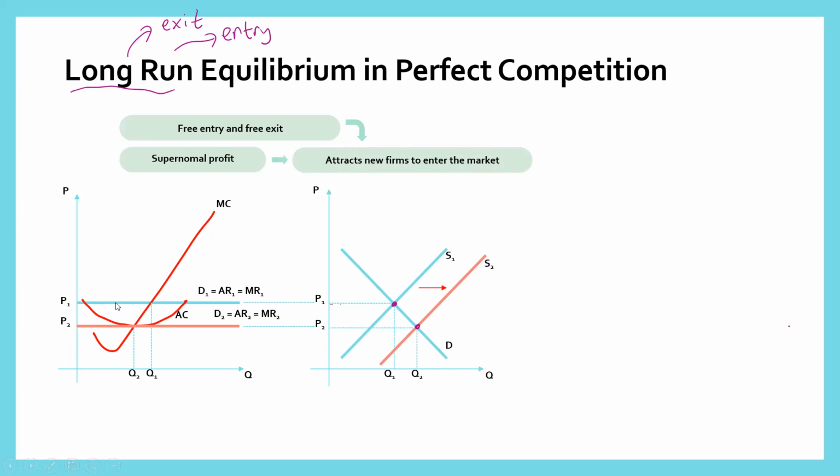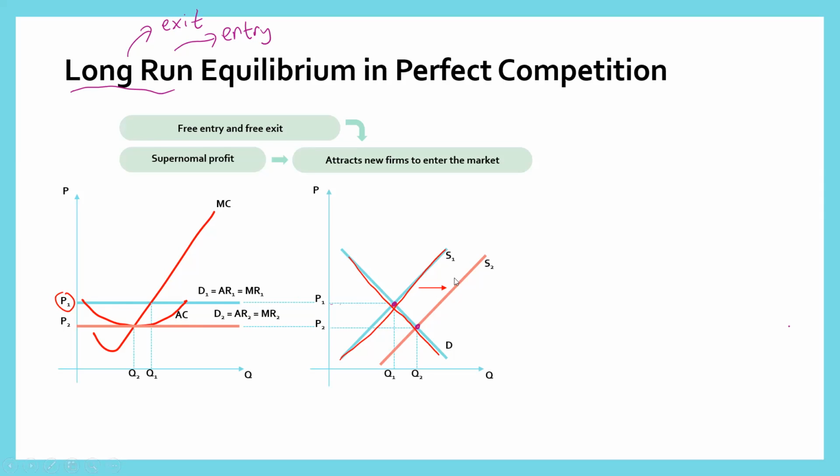If our equilibrium at first is at P1, this is the supply equilibrium at first. Here is the first equilibrium here, so the price is at P1. The average cost is below because it is a profit condition. At a supernormal profit condition, it will attract new firms to enter the market.